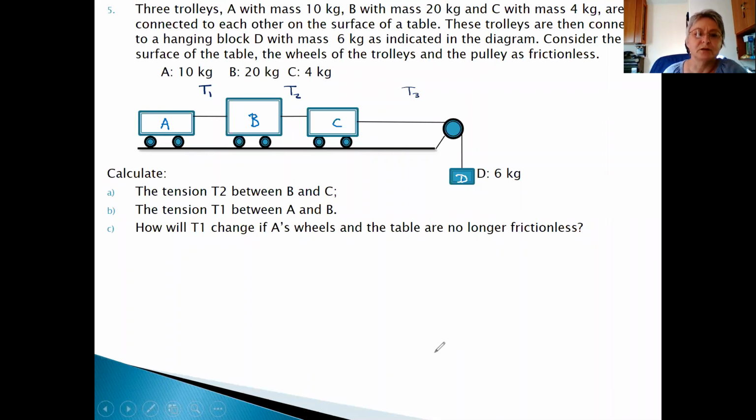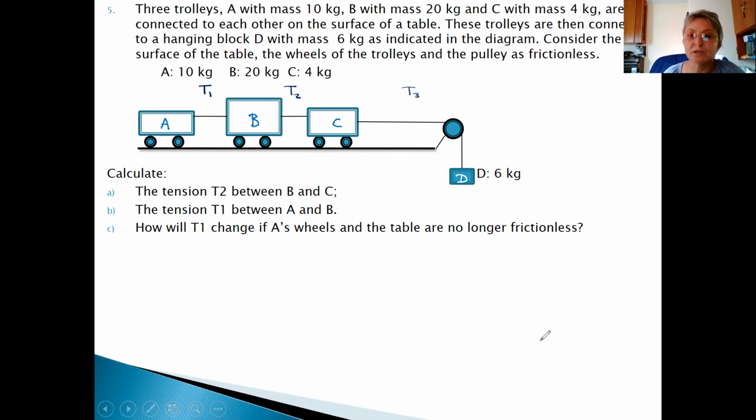They want us to calculate the tension between A and B is called T1, between B and C is called T2, and between C and D is called T3. And without asking us, they want us to get the tension T2 and the tension T1, and then they ask us a funny question. How will T1 change if A's wheels and the table are no longer frictionless? We'll concentrate on that question a bit later.